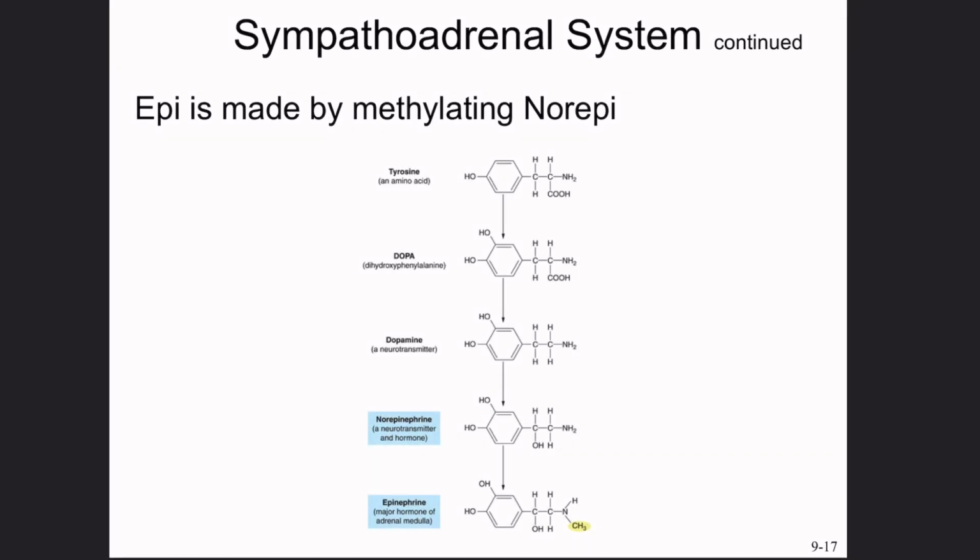Epinephrine is made by methylating norepinephrine. So here we have some catecholamines. Notice that they all come from tyrosine, and I don't expect you to know the chemical formula for this, but it's interesting to see how epinephrine is just adding a methyl group, and that's how you make epinephrine.